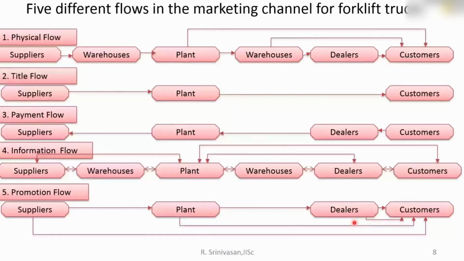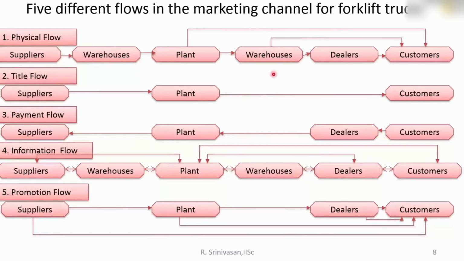Class. Now let us look at the 5 different flows in the marketing channel for forklift trucks. The example that is taken is that of a forklift truck. So look at the physical flow. From the suppliers, the product moves to the warehouse, then to the plant, then to the warehouse again, then to the dealers, then to the customers. The suppliers here refer to the raw material supplier.